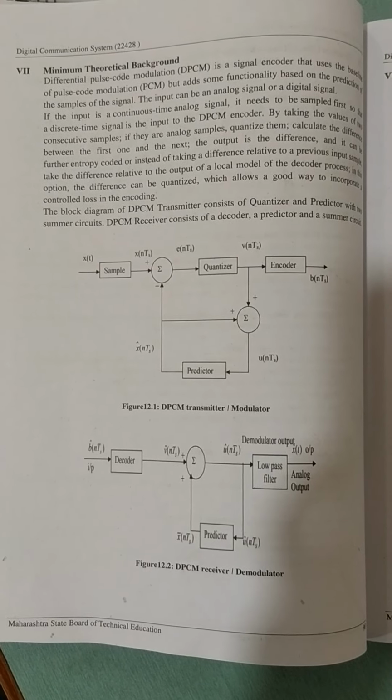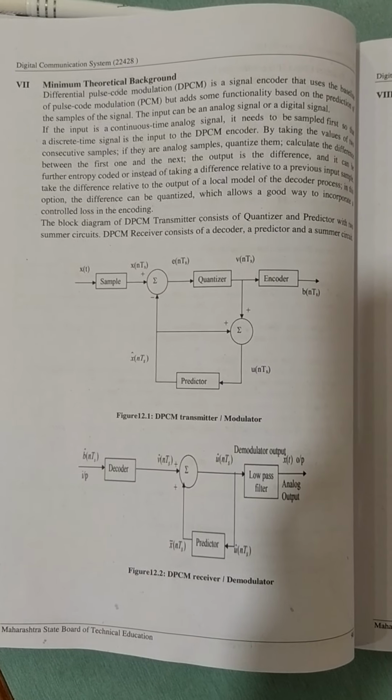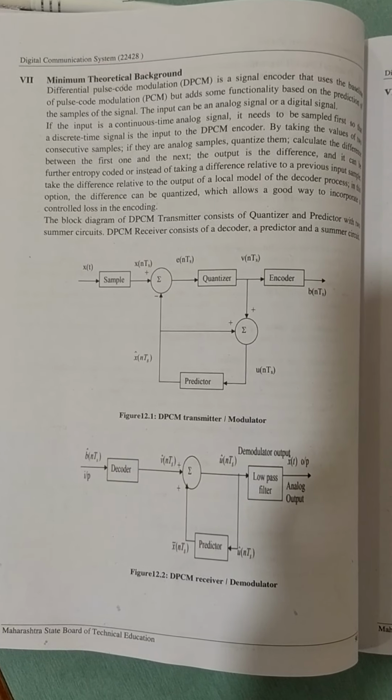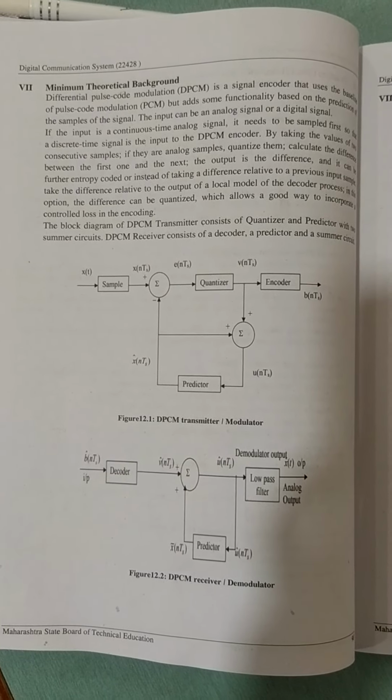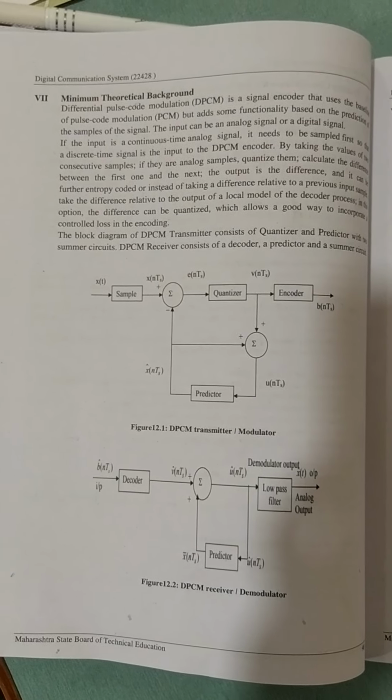taking the difference relative to a previous input sample, taking the difference relative to the output of the local model of the decoder process. In the option, the difference can be quantized, which allows a good way to incorporate a controlled loss in the encoding.